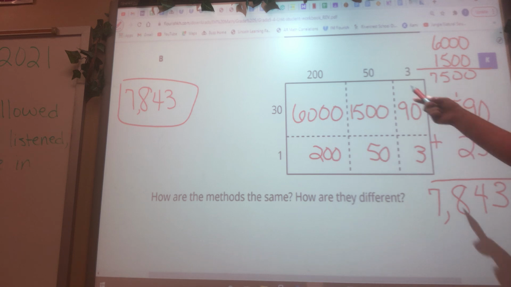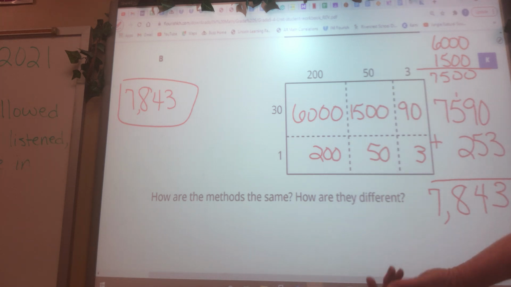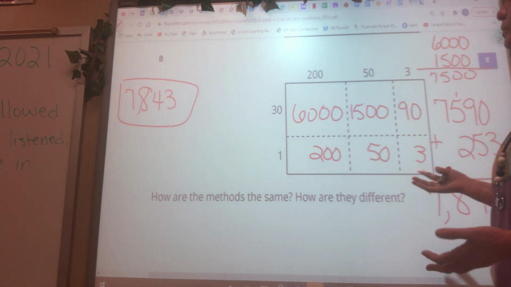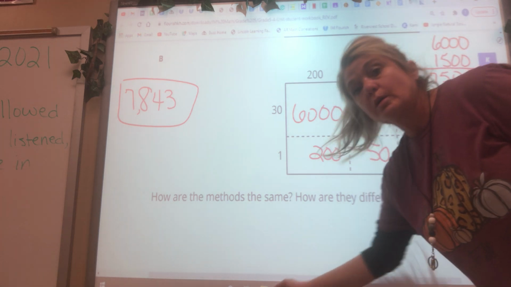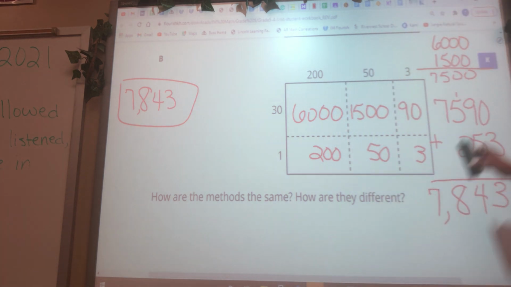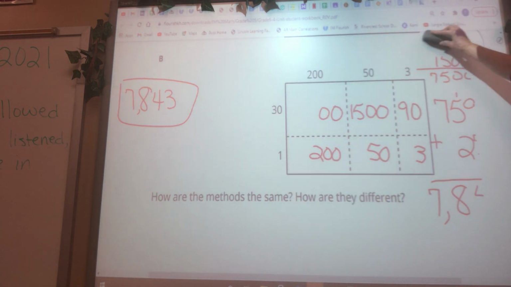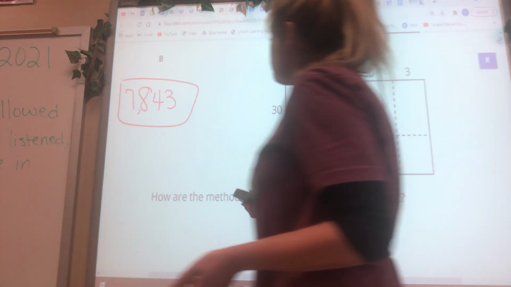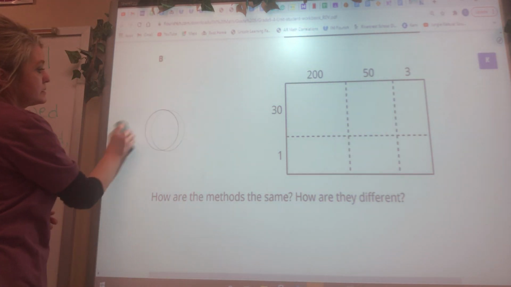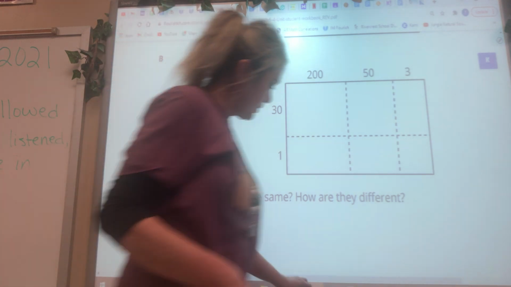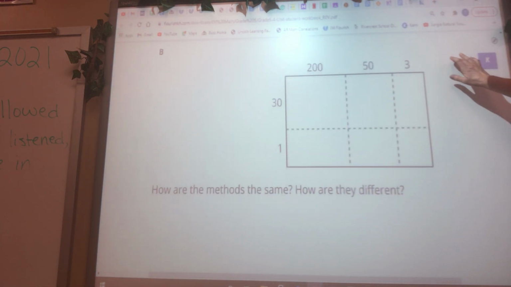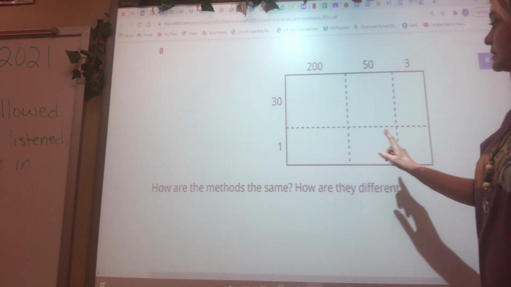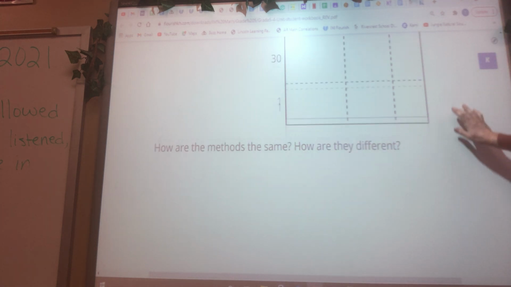So look, it doesn't matter how we broke it down, it's still going to be the same outcome because we're multiplying place values. We just broke this one down into more partial products. So how were the methods the same? They both used decomposing boxes, didn't they? And how were they different? This one just broke it down into 2 partial products, and this one broke it down into 6 partial products.